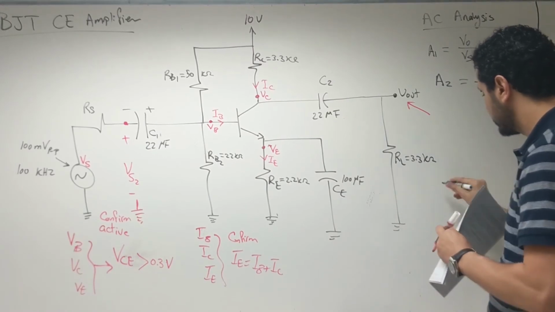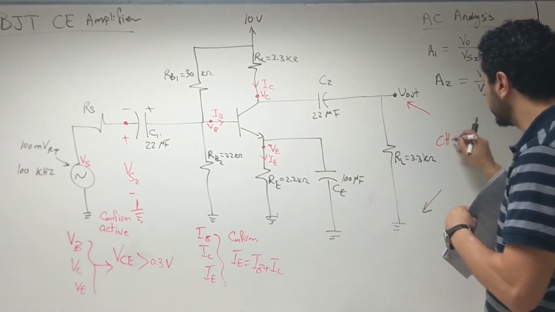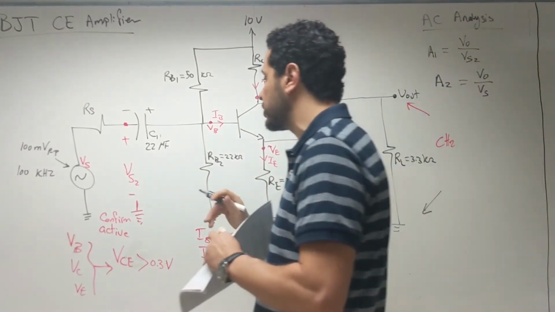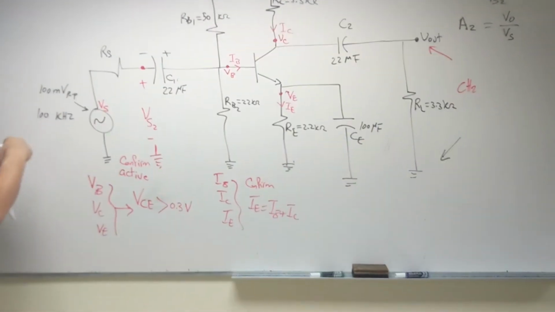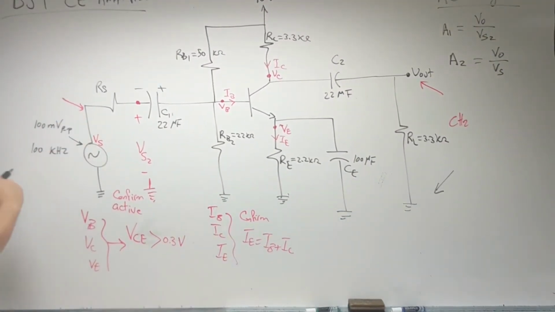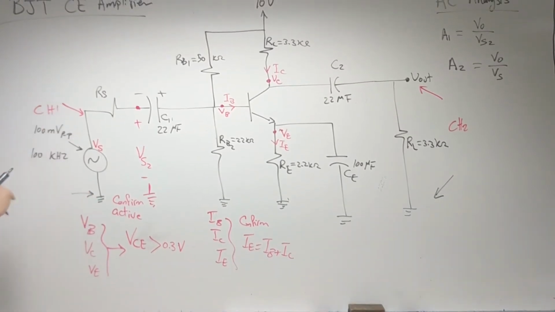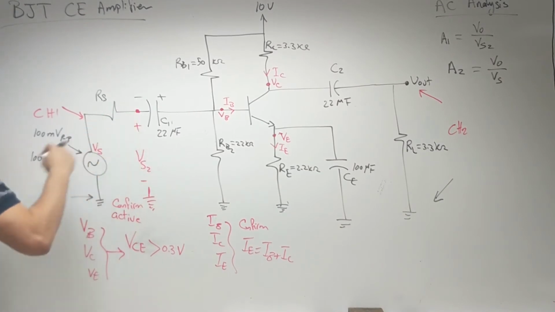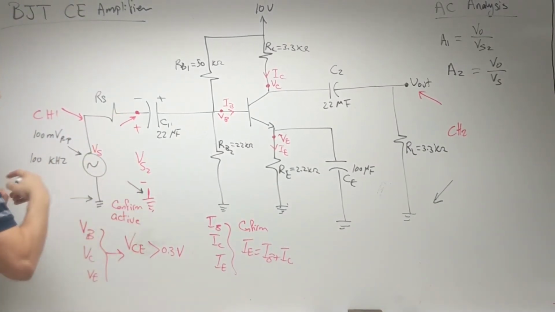here. This is channel 1 of the oscilloscope. Sorry, this is channel 2 of the oscilloscope. And then you connect channel 1 either between Vs or Vs2. So channel 1 will be connected either here, between this point and the ground, or sometimes you will need to move it here between this point and the ground.